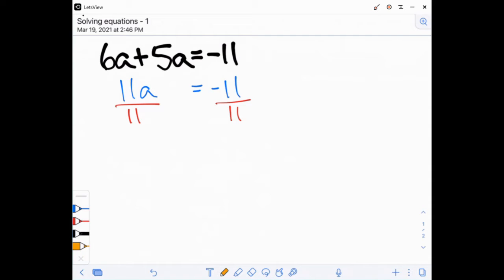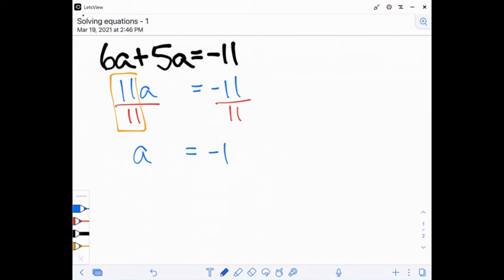And I did that because it creates this giant 1, right? 11 divided by 11 is 1. So what am I left with on the left side? I'm left with a. A equals negative 11 divided by 11. Well, when you divide a negative by a positive, you get a negative. So it's negative 1. I can check my work.